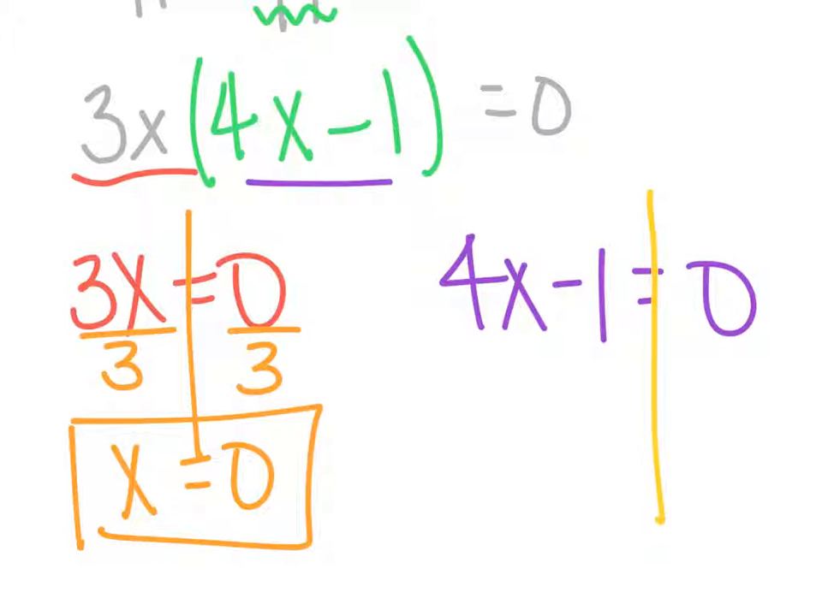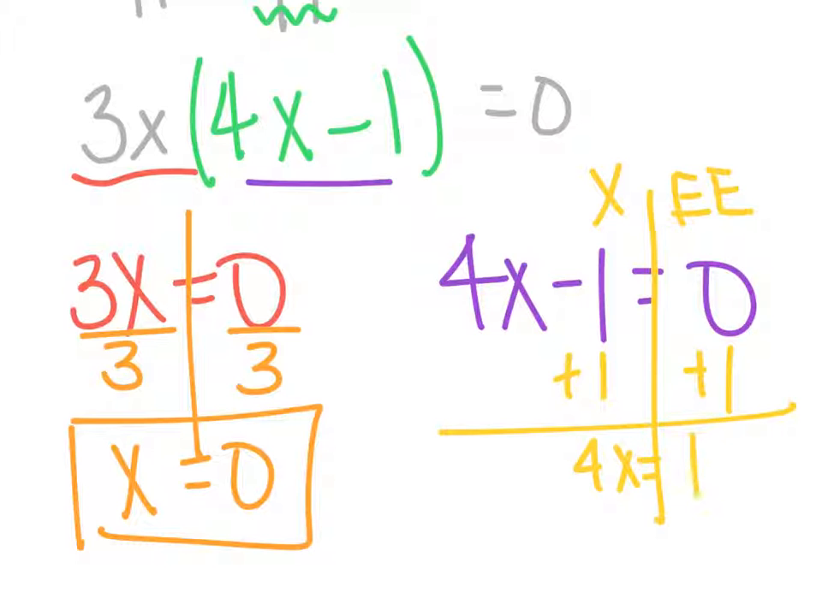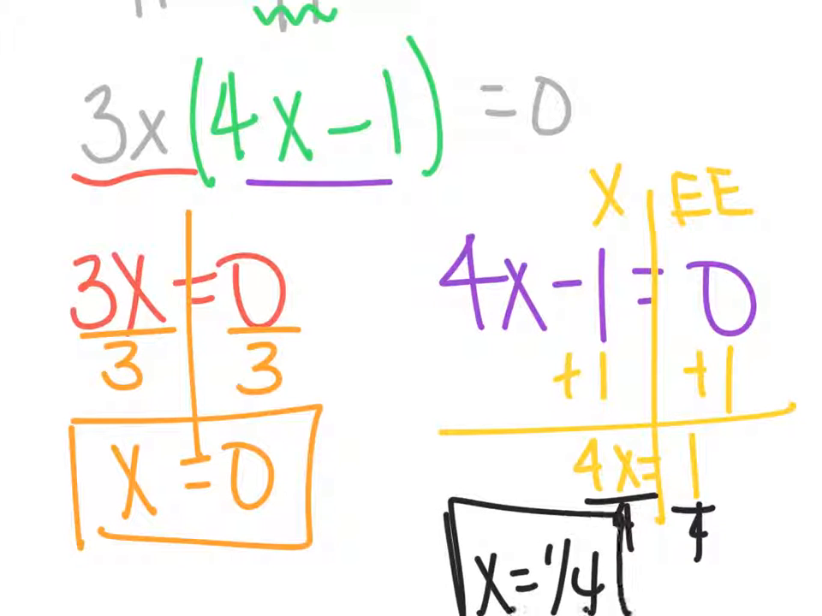So I need to get x by itself, which means I want x's on one side, everything else on the other. So I'm going to add 1 to both sides, and I end up with 4x equals 1. And then to get x completely by itself, I'm going to divide both sides by 4. So divide by 4, and I end up with x equals 1/4. So my two answers in this case were x equals 0 or x equals 1/4.